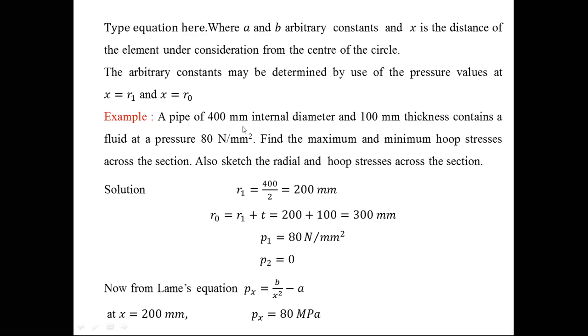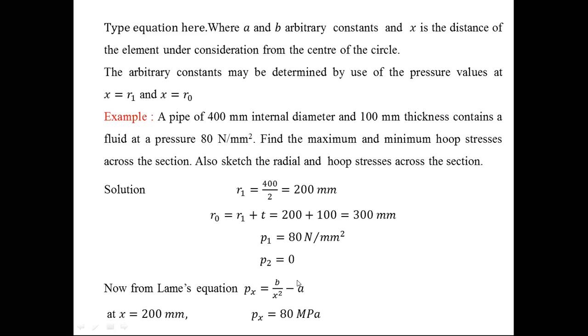And what is the pressure inside? Fluid pressure P1 is given. The internal fluid pressure is 80 Newton per mm square, and P2 or P0 is equal to 0. Okay, there is no external pressure acting on the cylinder. Now use Lame's equation, Px is equal to b by x square minus a, to determine the constants a and b. After determining the constants a and b, you find the hoop stress. So first you determine the constants.